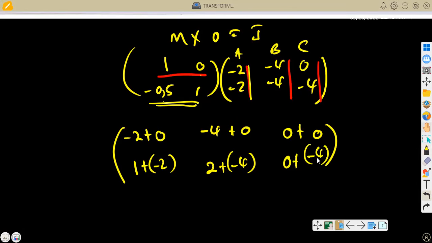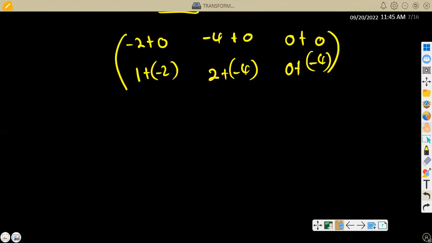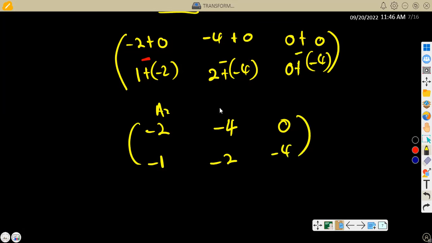Okay, so you can add our terms here. That's -2 plus 0, which is -2, -4 plus 0, that's -4, 0 plus 0, that's a 0 there. Plus and minus, that's a minus, so it's 1 minus 2, which is going to give us -1. Plus and minus is also a minus. 2 minus 4, that's -2. 0 plus -4, that's a minus. 0 minus 4, that is -4. So these are the coordinates of A2, B2, and C2.